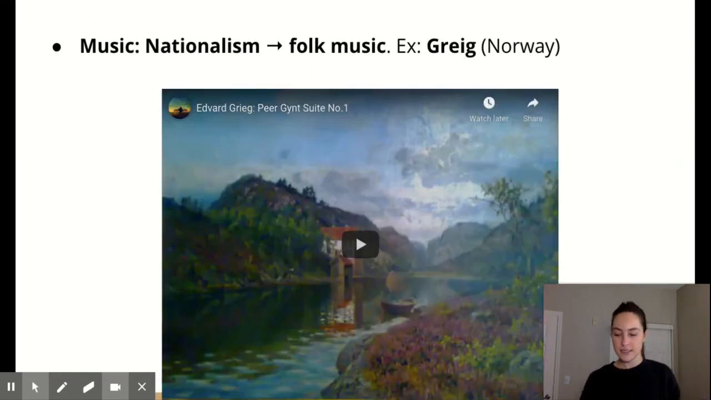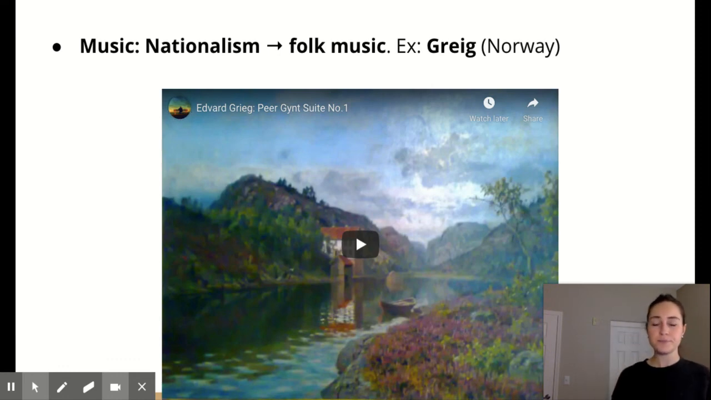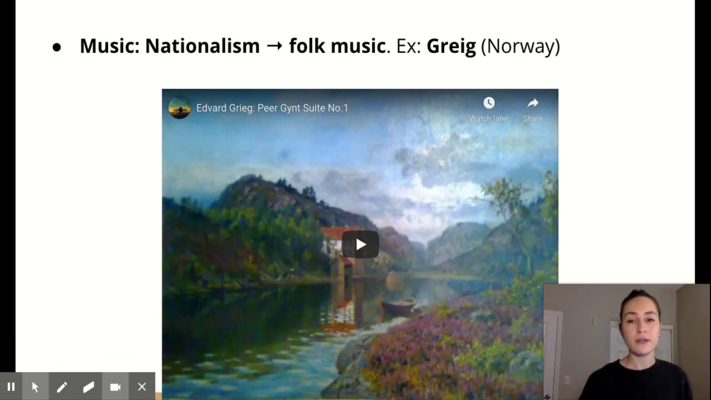The last things I wanted to talk about were about music. In this era, we are seeing, because of a growth of nationalism, a renewed interest in folk music. Folk music is local music from ages ago of a certain region, and so this increasing nationalism increases the development of folk music onto a larger stage.